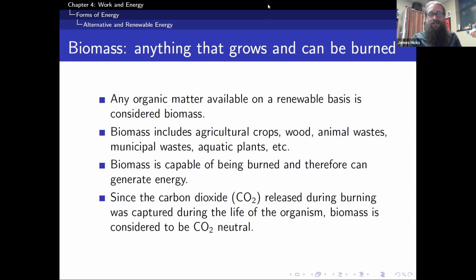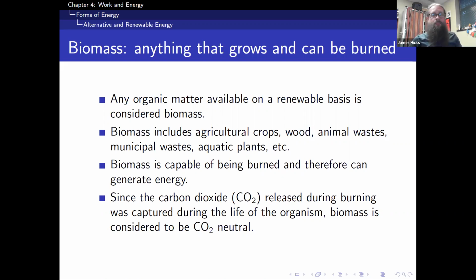hold on one second. Okay, I have to make a quick distinction here when I'm talking about organic matter. Organic in this sense means something that was alive and then died, not organic like you would get at Whole Foods or something. So if something lives and dies on a renewable basis, it's renewable, unlike coal or something that's already been kind of processed.